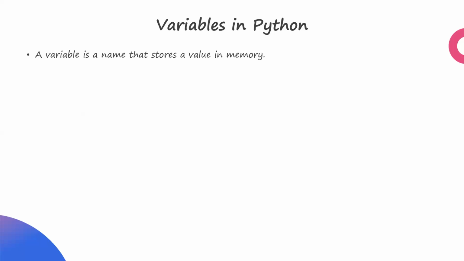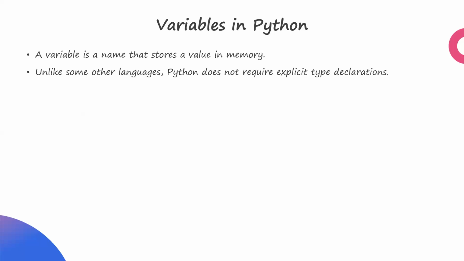So unlike some other languages, Python does not require explicit type declaration. If you're coming from another language like C# or C++ or Java, you will know that when you're writing a variable, you have to indicate the data type explicitly. But Python is a dynamically typed programming language. So you don't need to explicitly tell Python what the data type is. Python will figure it out. All you have to do is to give it the value.